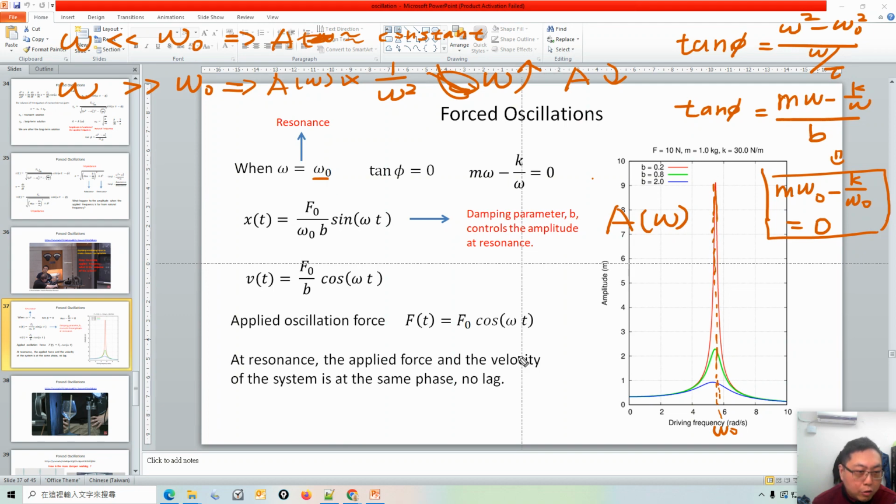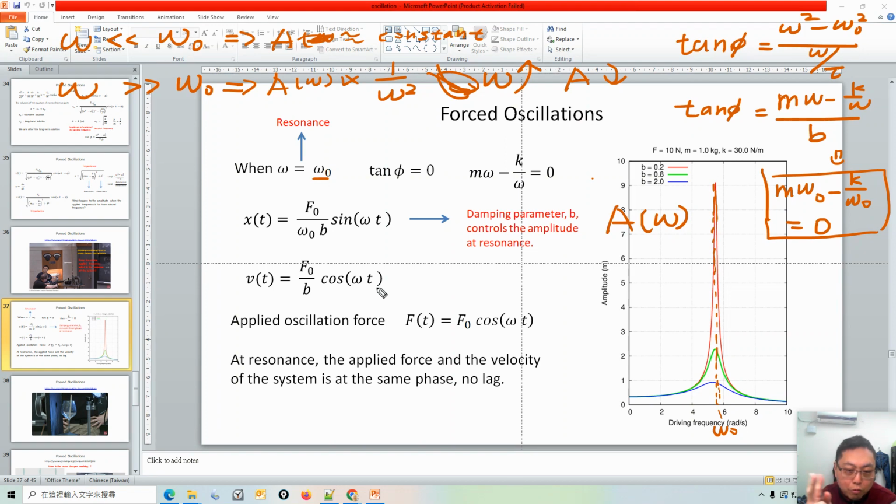At the resonance, the applied force and velocity are in the same phase. That means there is no lag. Your system responds to the applied force immediately. You can also think of it another way: the system just takes all the energy. You input the energy into your system, and your system just takes it immediately. So that's what happens at resonance.